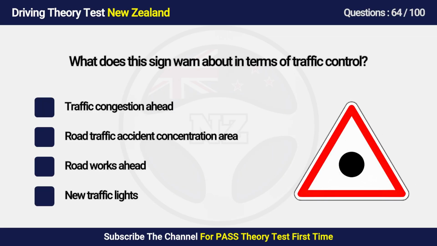Question 64. What does this sign warn about in terms of traffic control? A. Traffic congestion ahead. B. Road traffic accident concentration area. C. Road works ahead. D. New traffic lights.